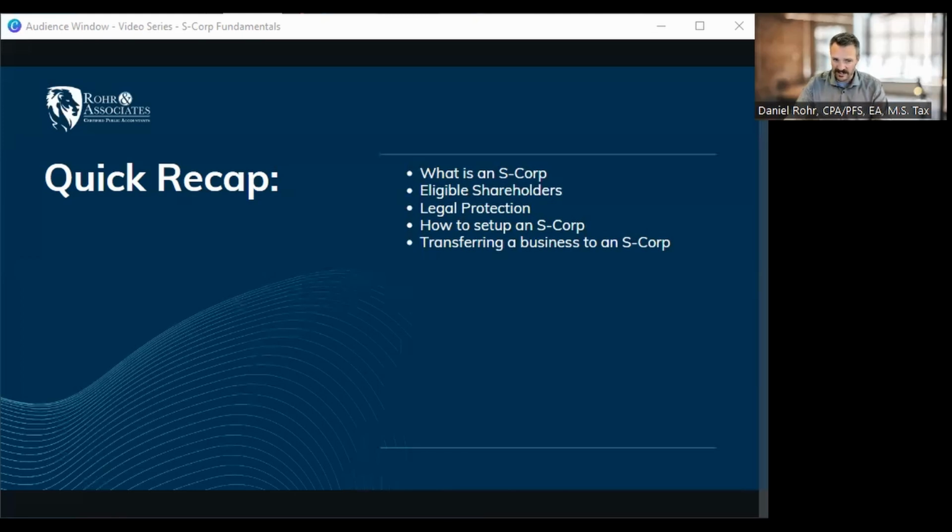We talked about the process of setting up the S-Corp, which involves selecting a name, filing articles of incorporation, obtaining an EIN, adopting bylaws, and then electing the S-Corp status with Form 2553. We briefly discussed the late election is available using Rev Proc 2013-30. And we finally touched on transferring a business to a corporation using Code Section 351. Now, the decision to form or convert to an S-Corp is significant and involves some multifaceted legal and tax considerations.